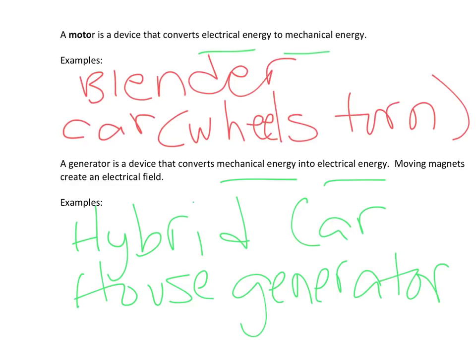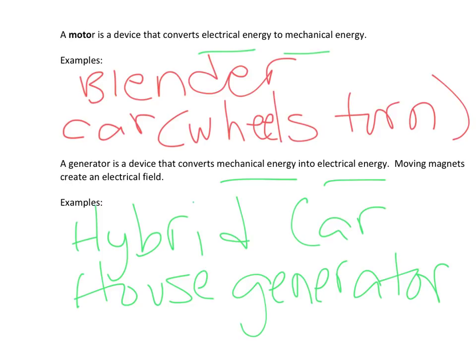Two examples of this are a house generator. You probably have seen a generator. So when the power goes out at your house, you might have a generator. And a generator takes moving magnets, and those magnets moving create the magnetic field creates an electrical field. It actually starts with chemical energy. First of all, you have to put gasoline into your generator. That makes these magnets spin, and the magnets make the electrical energy for your house.